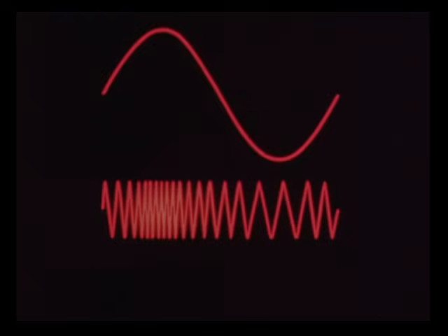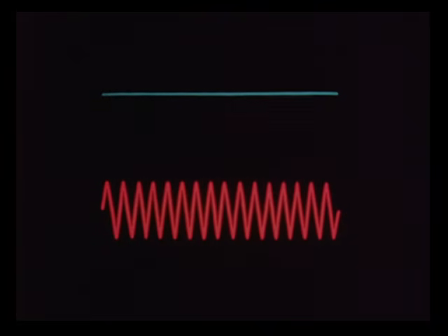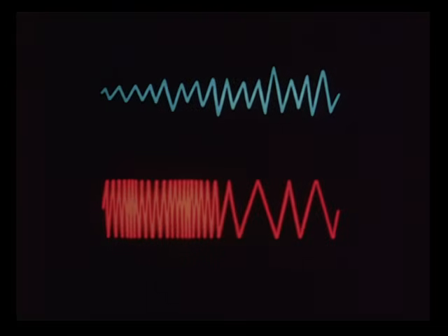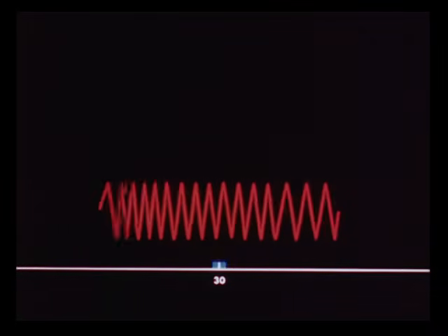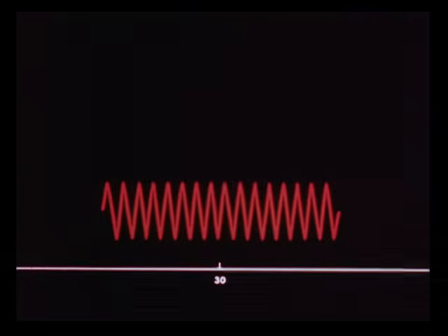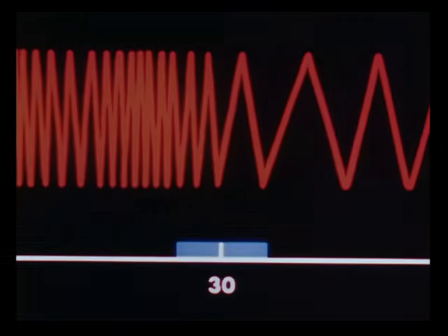If we change the waveform to that of our speech channel, the resulting modulation will be more complex. Let's assume that our carrier has a frequency of 30 megacycles. The modulation process produces sum and difference frequencies. This block represents one channel of information.